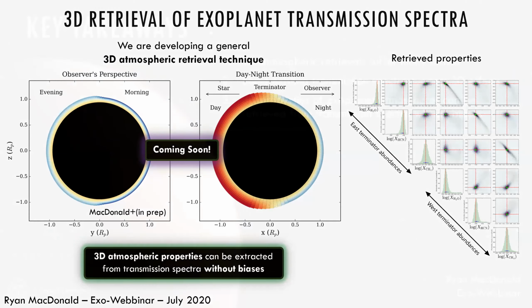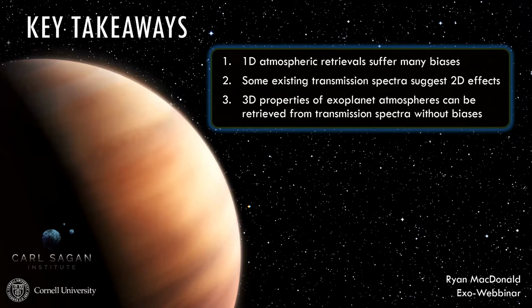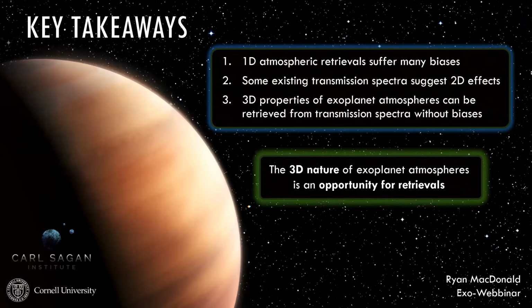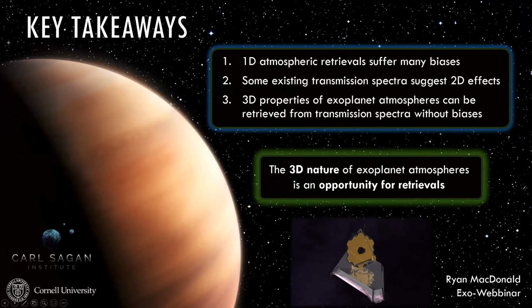So with that, I would just leave up my key takeaways, which we have here. But if there's any one point that I really, really want to convey, it's that these biases that have been reported for the last few years, we shouldn't see the three-dimensional properties of exoplanet atmospheres as a downside. It shouldn't be something that we should fear. It's a golden opportunity to learn something unprecedented about what is going on in these atmospheres. So with that, I am happy to take a few questions.